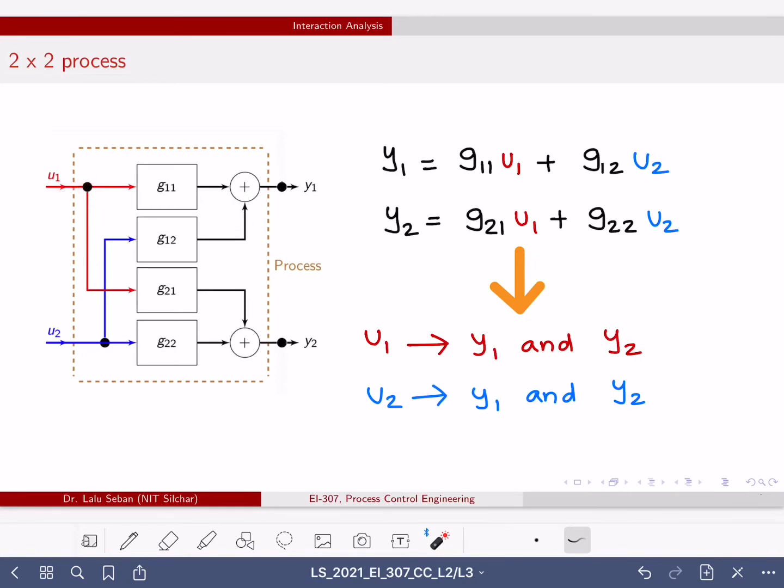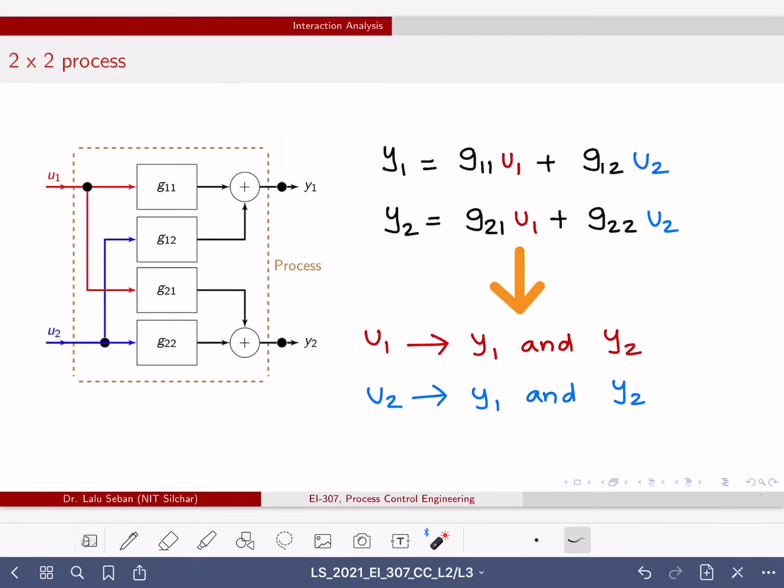Now u1 is having an effect on y1, and u1 is also having an effect on y2. Similarly, u2 is having an effect on y1, and u2 is having an effect on y2. The main issue that will come here when we go for decentralized control is the interaction, how each input will be affecting the output. That we analyze by using interaction analysis. How much will be the effect? Whether u1 will be having a higher effect on y1 or y2. Similarly, for u2, what is the effect on y1 and what is the effect on y2?